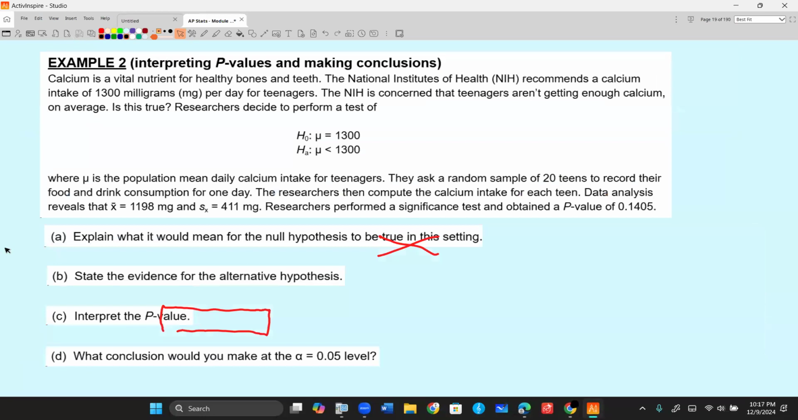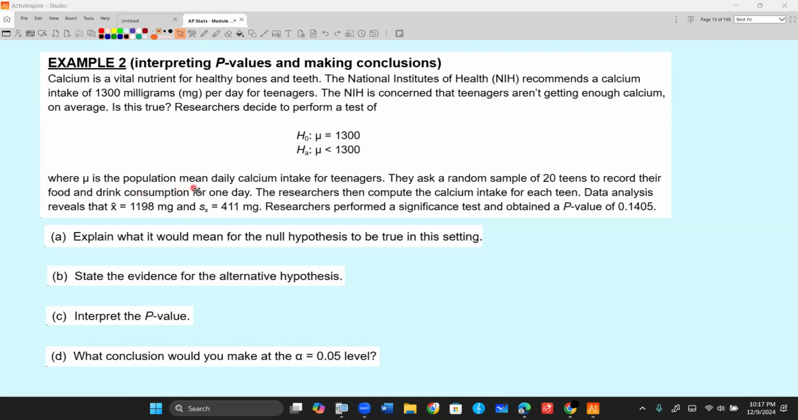Let's look at another example. Calcium is a vital nutrient for healthy bones and teeth. The National Institutes of Health, NIH, recommends a calcium intake of 1,300 milligrams per day for teenagers. The NIH is concerned that teenagers aren't getting enough calcium on average. Is this true? Researchers decide to perform a test. Your hypotheses are set up for you. So you'll see that the mean is 1,300, and the alternative is the mean is less than 1,300. Why less than? Because researchers were concerned that they were getting less.